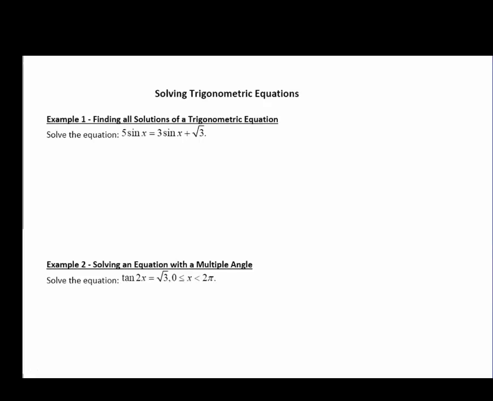Okay, so we're going to take a look at how we can solve trigonometric equations. In example number 1, we need to find all the solutions of this trig equation: 5 sine of x equals 3 times the sine of x plus the square root of 3. We're going to treat this just like we do algebraic equations, and subtract 3 sine of x from both sides. When we do that, we end up with 2 sine of x equals the square root of 3.